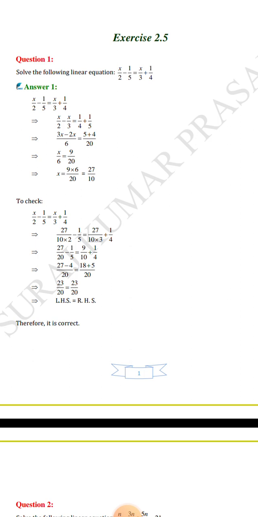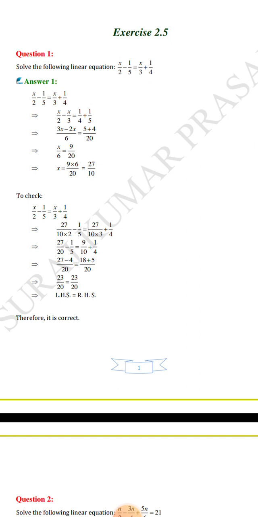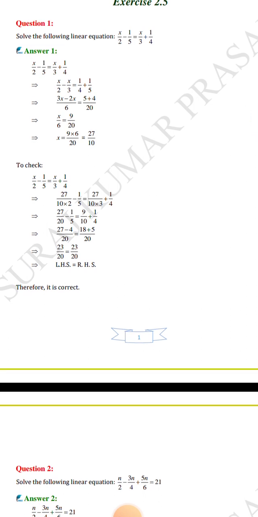Let's check whether our answer is correct or not. x by 2 minus 1 by 5 equals x by 3 plus 1 by 4. Then we get 27 by 10 into 2 minus 1 by 5 equals 27 by 10 into 3 plus 1 by 4. Then we get 27 by 20 minus 1 by 5 equals 9 by 10 plus 1 by 4. Then 27 minus 4 by 20 equals 18 plus 5.